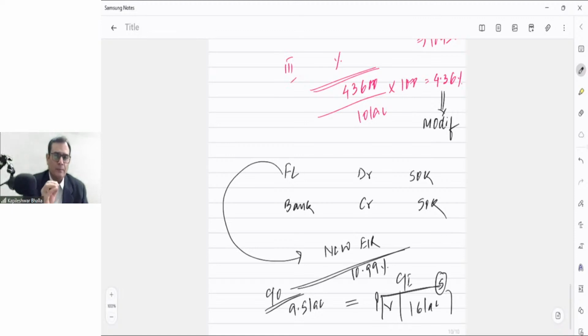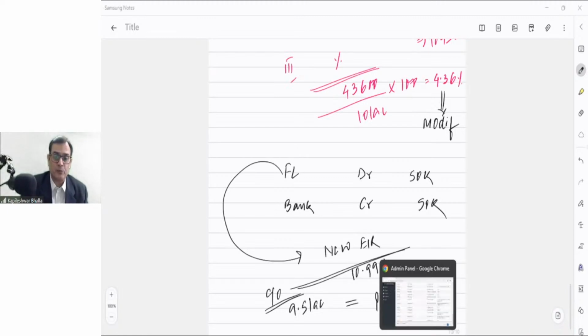But adjusting the liability for the TC would immediately trigger the need of calculating a new effective interest rate as well. Right, friends. So I think so far so good. This is the concept of derecognition of financial liability. So I've covered with you the aspect of derecognition of financial assets, and I've covered with you the aspect of derecognition of financial liability.